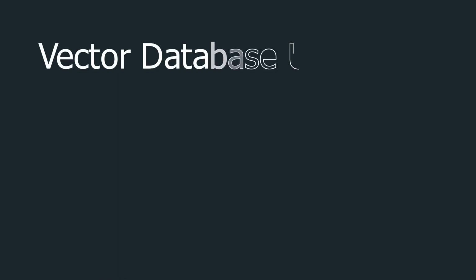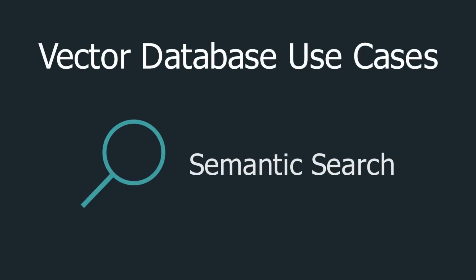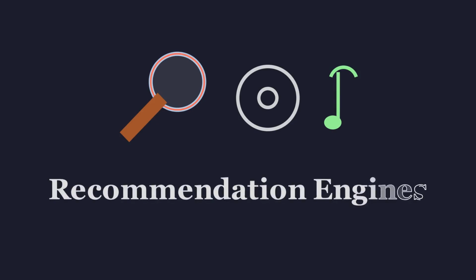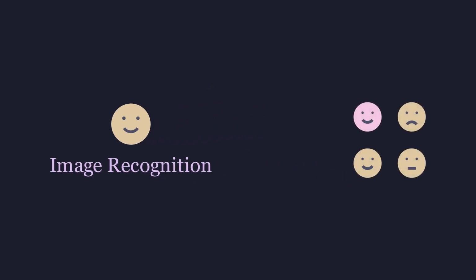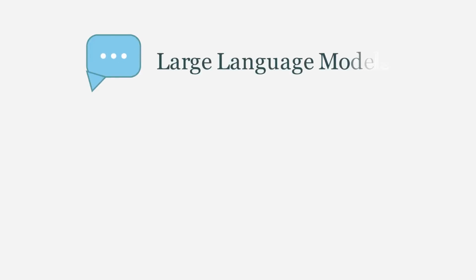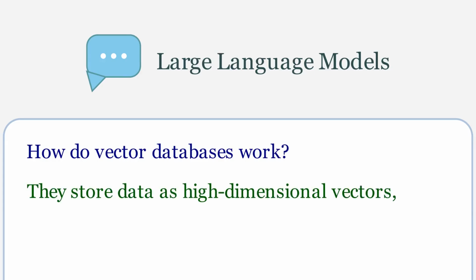This technology is the engine behind semantic search, which understands the intent behind your query. It also powers recommendation engines, which find products or content that are conceptually similar to what you like. It is used for image and audio search, allowing you to search with an image or have an app identify a song. And it is a critical component for the latest large language models, helping them give you more accurate answers.